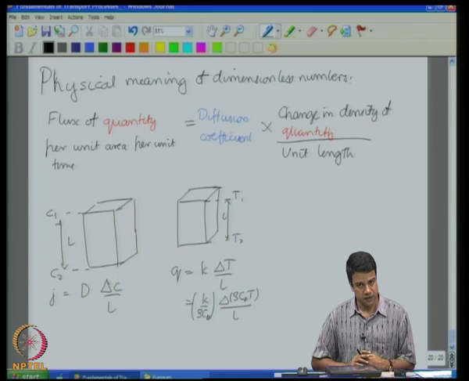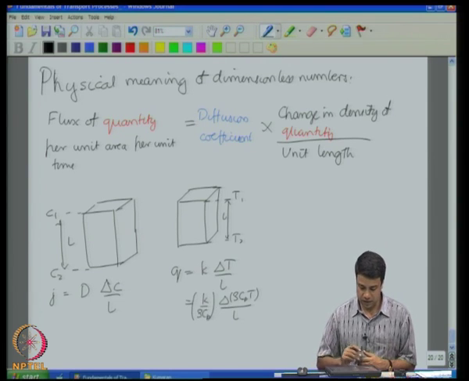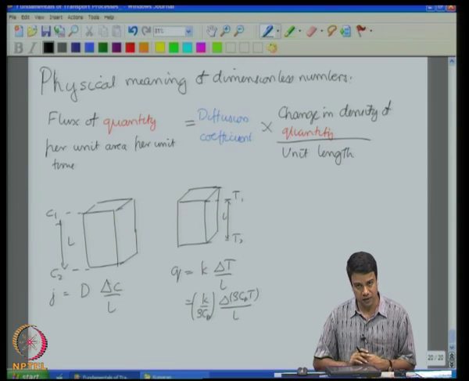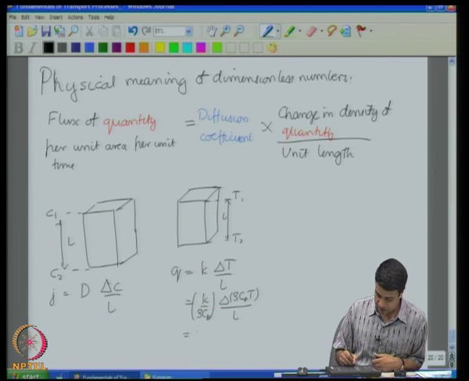So, energy flux is equal to the diffusion coefficient times the change in energy density, change in density of the quantity, that is energy density per unit length, between 2 points. So, this change in energy density is multiplied by the thermal diffusion coefficient.